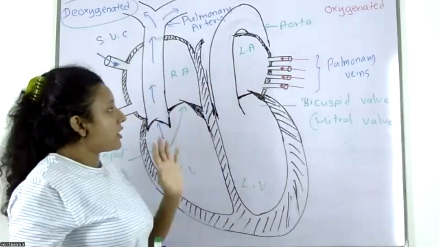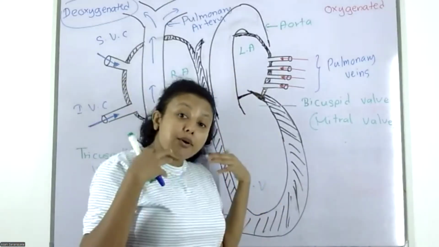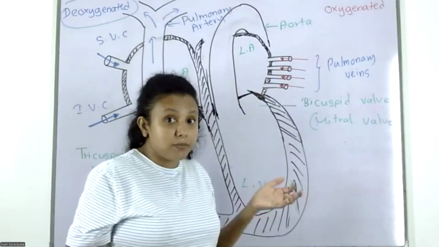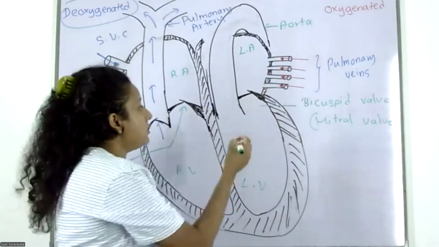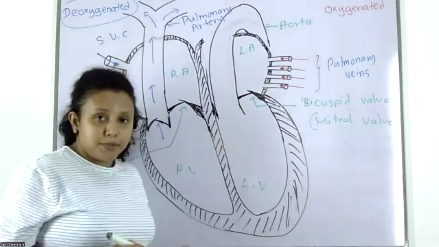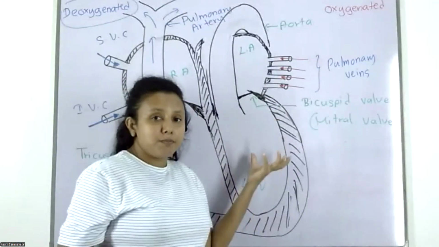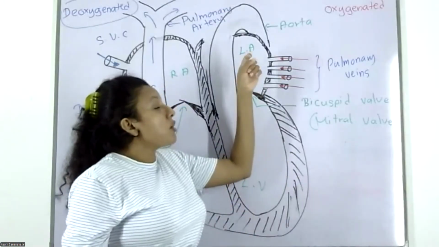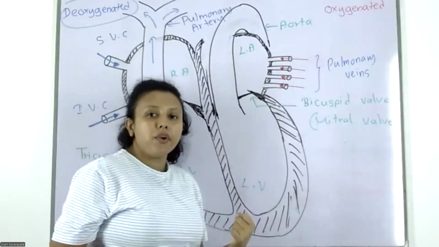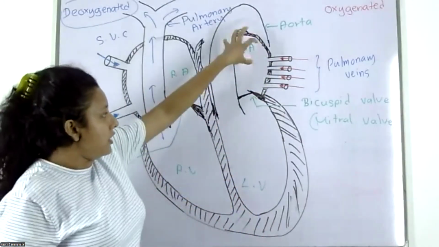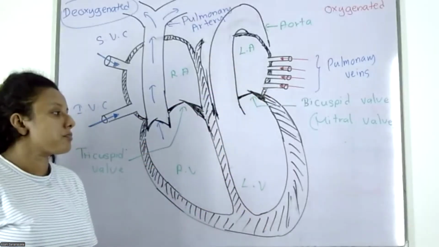In the same manner, the pulmonary veins send the blood to the left atrium, and the left atrium is filled with oxygenated blood. When filled with oxygenated blood, it opens this valve. We call it the bicuspid valve. Another name is the mitral valve. So the mitral valve, the bicuspid valve, will open and the oxygenated blood in the left atrium passes to the left ventricle.